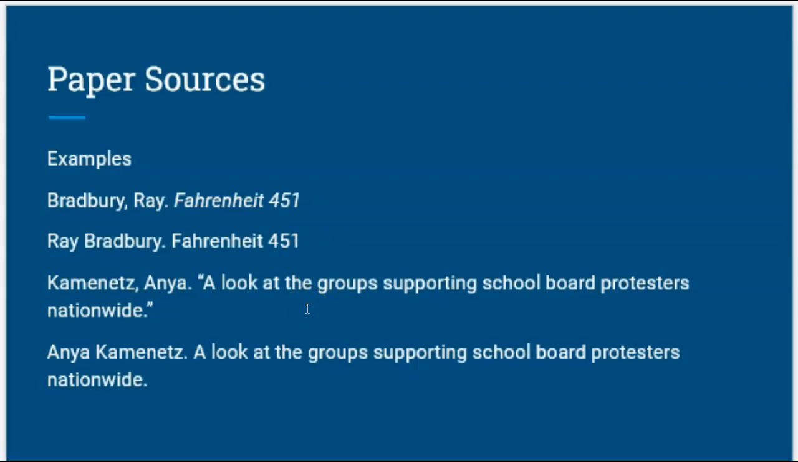Same thing with an article. You would normally do the last name, comma, first name of the author, of the writer, and then you would put the title of the article in quotation marks. You'll see that there's a quotation mark before the A and after nationwide. That's the correct format for MLA citations. We will accept it if a student does first name, last name of the author, and then the title of the piece without the quotation marks. We'll still accept that. So that's how you do paper sources. Name of the author, title of the piece.